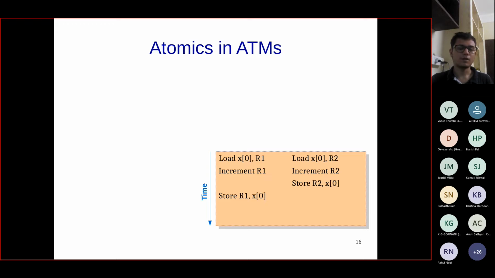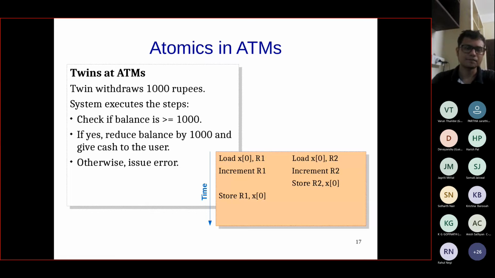So this is one small use case, or a real world application of the atomics. Let us try to understand this. Let us say that you have these ATM machines, from which you can withdraw some money. There are two ATM machines, and there are two twin brothers or twin sisters who are going to these ATM machines to withdraw some rupees at the same time.